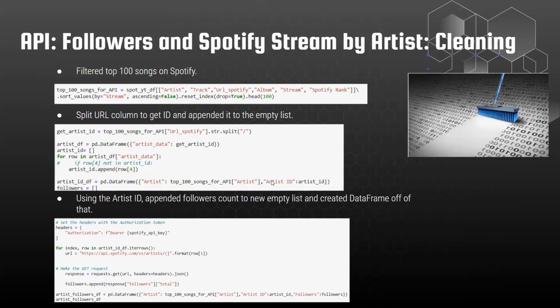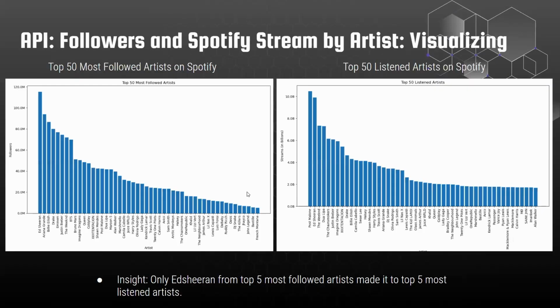First, we filtered top 100 songs on Spotify. Then we split the Spotify URL column to get artist ID. We created a data frame containing artist name and followers we got from the API. We created two side-by-side bar charts to find out if the most followed artists on Spotify are also the most listened artists on Spotify.